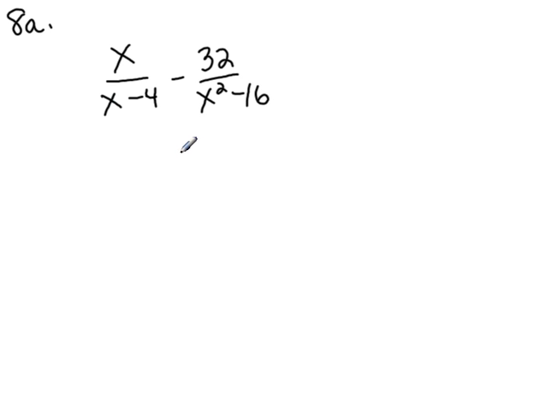Good morning. The next exam review problem that I'm going to work through for you is 8a, which is a rational expression subtraction problem with an unlike denominator. And we know to either add or subtract fractions that we have to have a common denominator. So I have to find my LCD, and in order to find my least common denominator, I need to factor this right-hand denominator.